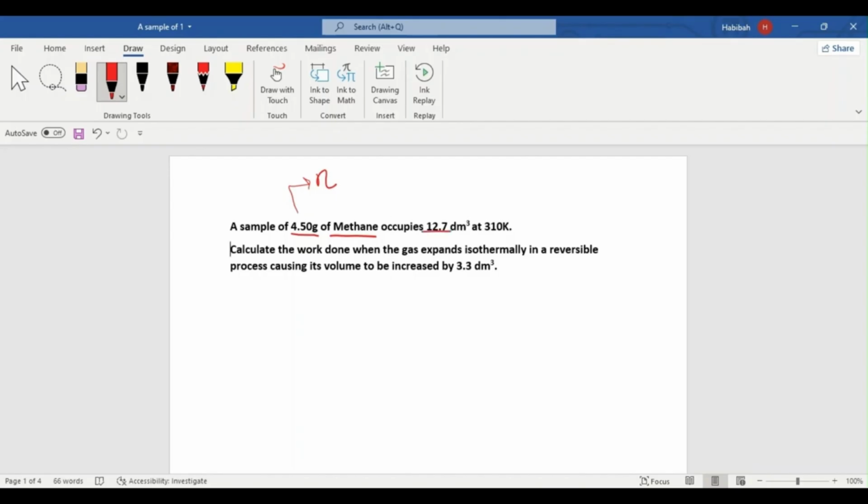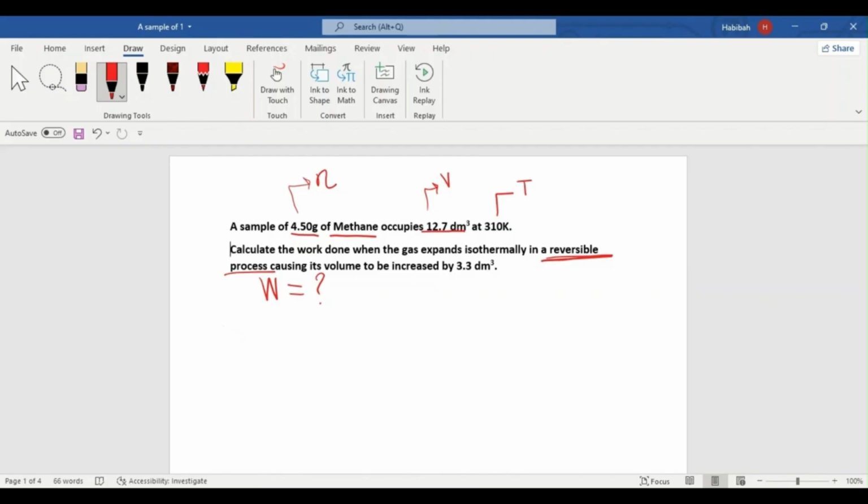And then you're told that it occupies 12.7 dm cubed, which is the volume, at 310 Kelvin, so this is the temperature. Calculate the work done. Okay, so we're asked to calculate work when the gas expands isothermally in a reversible process. This is good because this is the key information we need to solve this. It's possible for a gas to expand isothermally when we're dealing with a question that asks us to solve against constant external pressure. But because they said this is a reversible process, they've made our work easy because now we can just write down the formula.